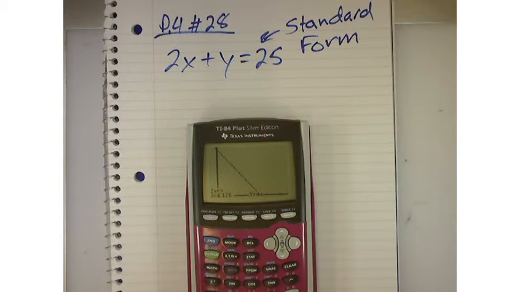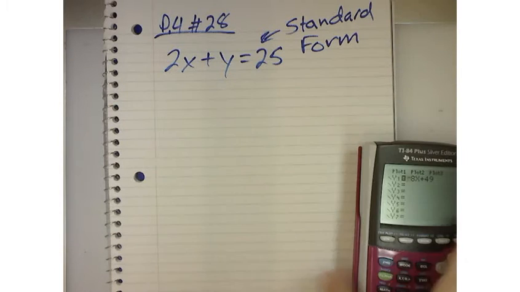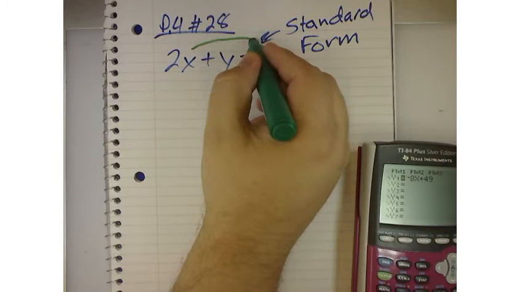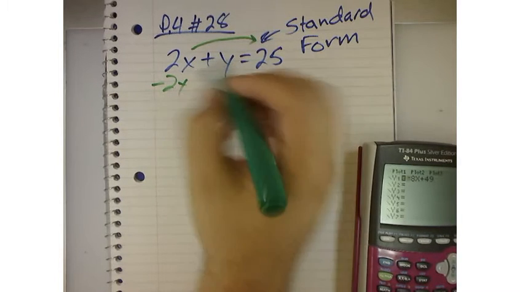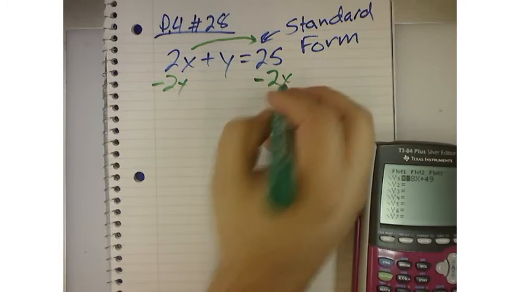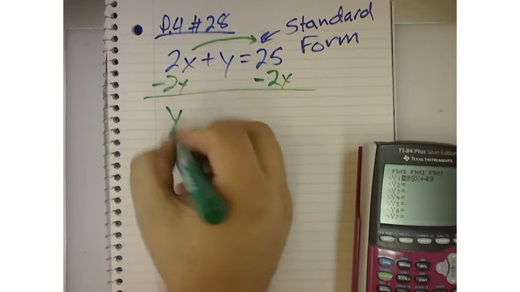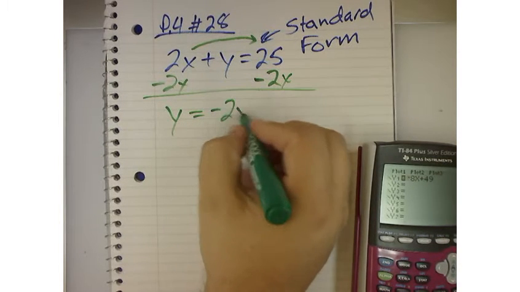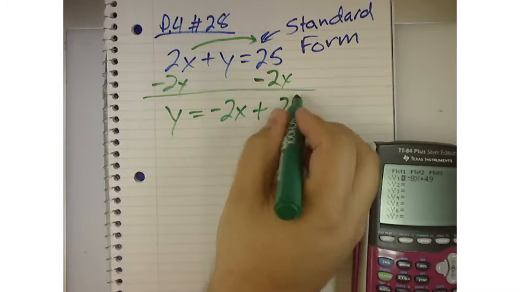So the first thing I need to do is graph it. Can we enter it in that way? No. So what do we have to change it to? Slope-intercept form. To change to slope-intercept form, we have to move this 2x over to the other side. So we subtract 2x from both sides. And this is y equals negative 2x plus 25.